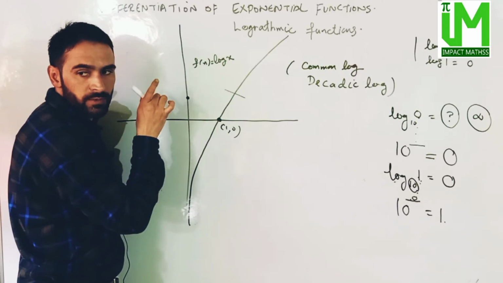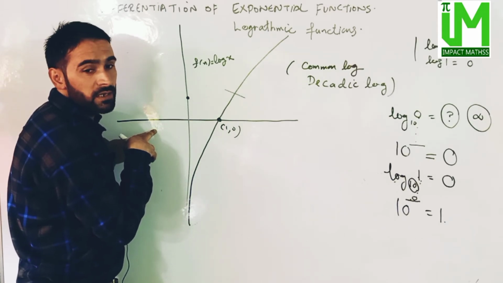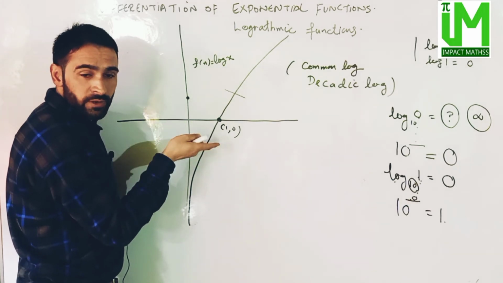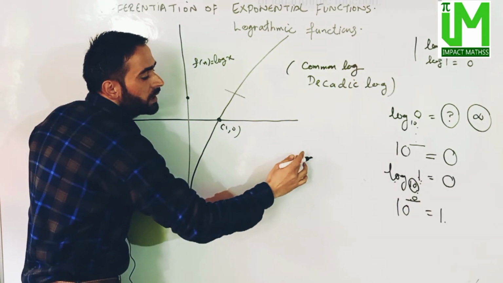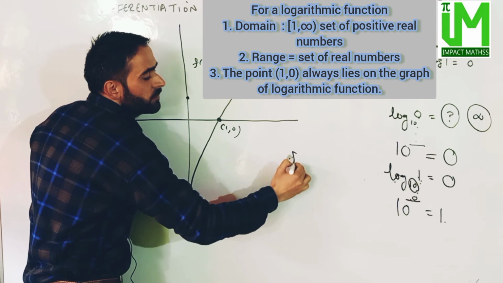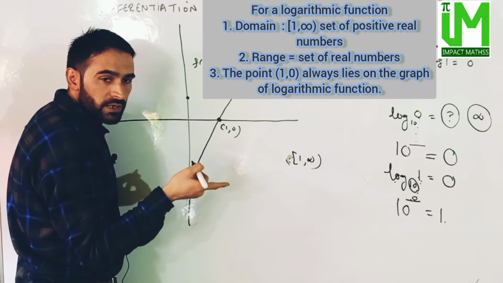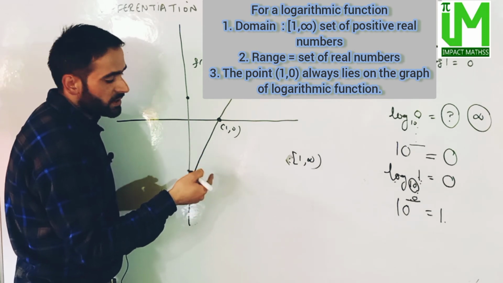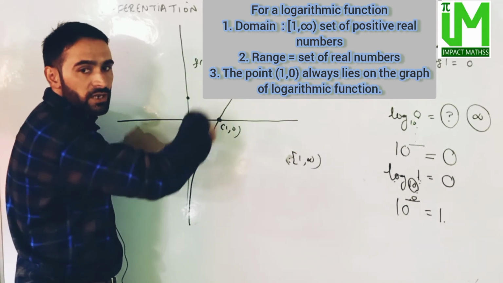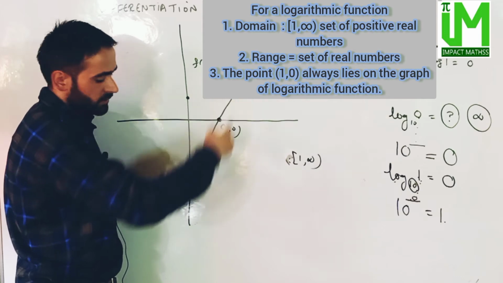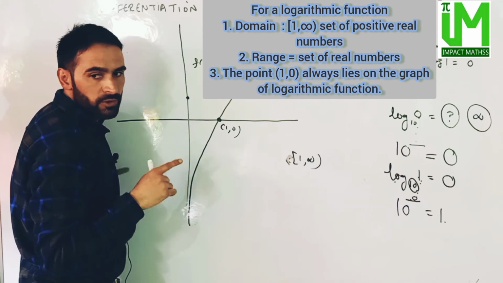So this is the graph of the logarithmic function. What will be its domain? Negative numbers and 0 do not exist, so the domain will be 0 to infinity. And what is the range? The range is the set of all real numbers, in the y direction.